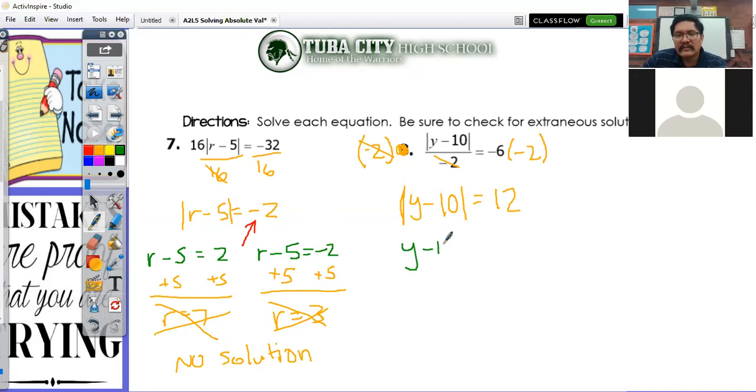Okay, so now from here, I can go ahead and create my two cases. Y minus 10 equals negative 12. So again, have your negative case. And I'm going to have my positive case, or everything stays the same. You just get rid of that absolute value. Well, you evaluate the absolute value. Basically, it means you used it. So it's gone now.